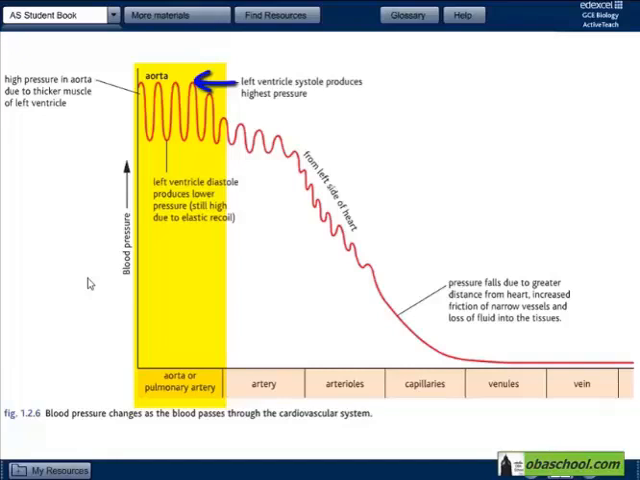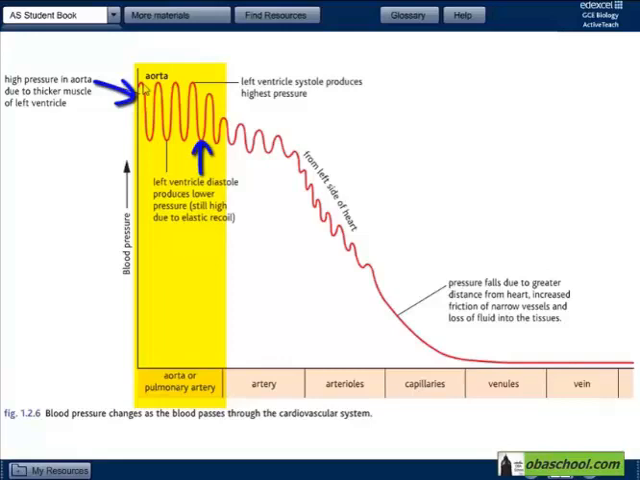the heart, as a response to the contraction of the left ventricle, which has a thick muscular layer, and that's why it contracts very hard. So we're talking about the aorta or the pulmonary artery. This is where the blood leaves the heart for the first time. It has the highest blood pressure, especially in the systole of the left ventricle. And in the diastole, we have a lower blood pressure.